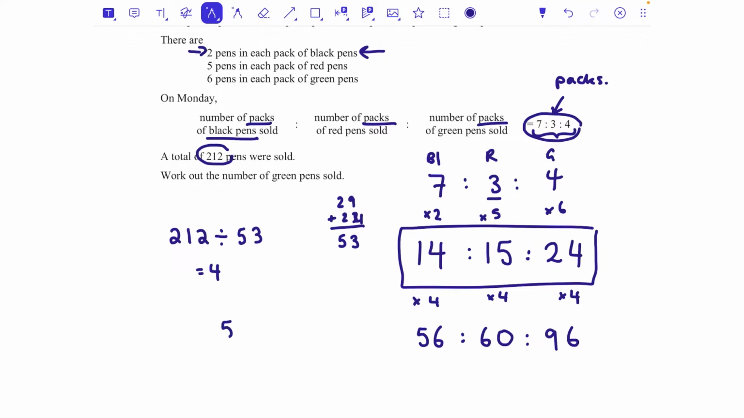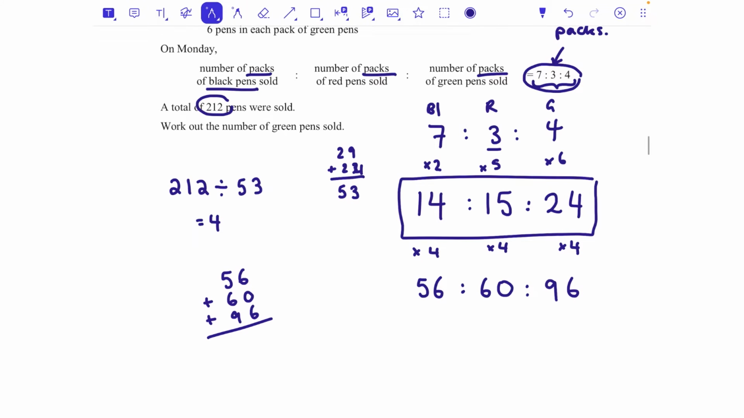And just to check, let's add that together. 56 add 60, add 96 should add up to 212. So 6 add 6 is 12, so 2 carry the 1. 5 add 6, add 9, add 1, that is going to be 21. So there we go, we have 212 pens in total in the correct ratio.